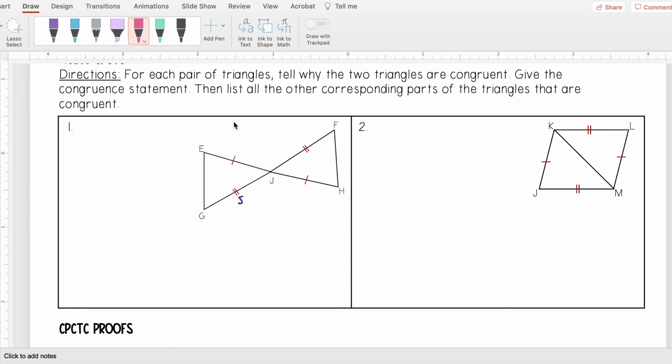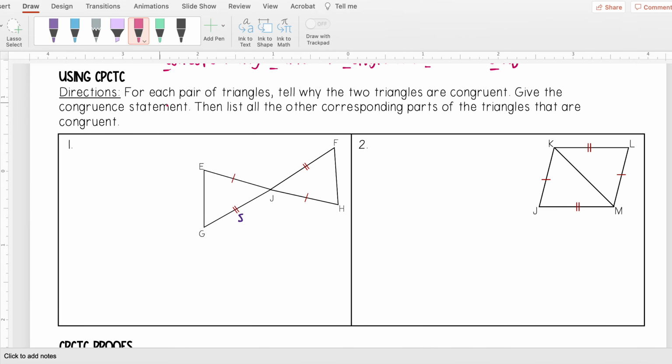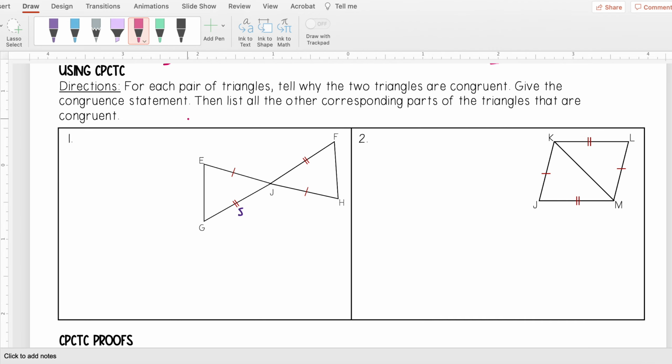So for this video, we're going to be looking at using CPCTC. For each pair of triangles, we're going to first tell why the two triangles are congruent, so by side, side, side, side, angle, side, etc. Give the congruence statement, and that's when we had like triangle ABC is congruent to triangle DEF. Then we're going to list all of the other corresponding parts of the triangles that are congruent. And again, we just learned that that is by CPCTC.